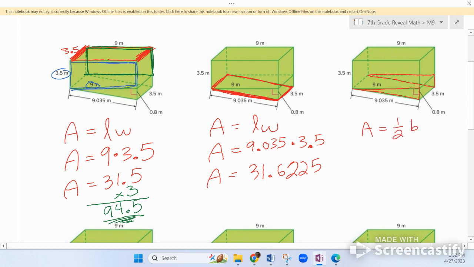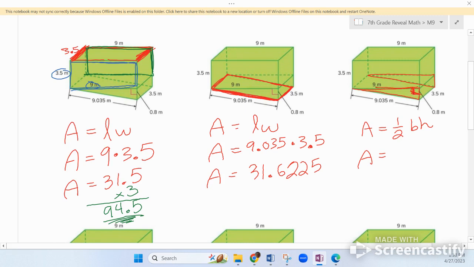Bingo. Good job. And remember, the base and the height always meet at a 90-degree angle. What's a name for a 90-degree angle? Right angle, right? The base and the height always meet at a right angle. Anyway, we find our right angle here, right here.